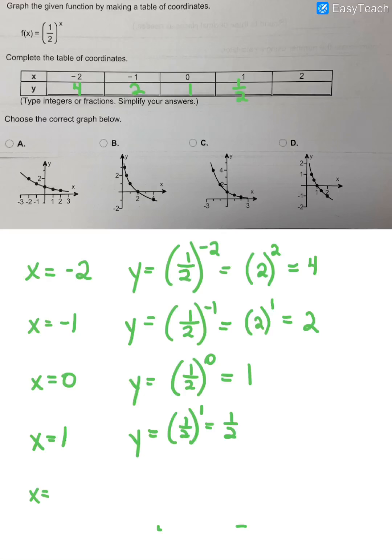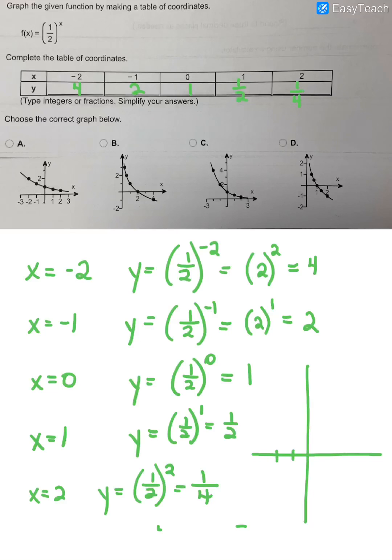And when my x is 2, my y is going to be 1/2 squared. When you square a fraction, you simply square the top and square the bottom, so I get 1 over 4. So again, if I look at this graph, at -2, my y value was 4. At -1, my y value is 2. At 0, my y value is 1. At 1, I'm at 1/2. And at 2, I'm at 1/4. So notice this graph comes in decreasing towards the x-axis. So all of the graphs in my picture this time are decreasing.